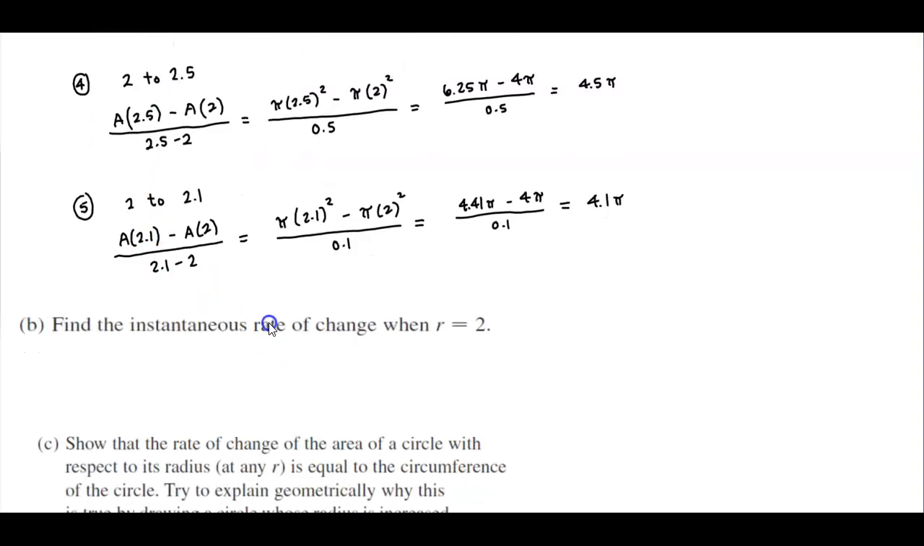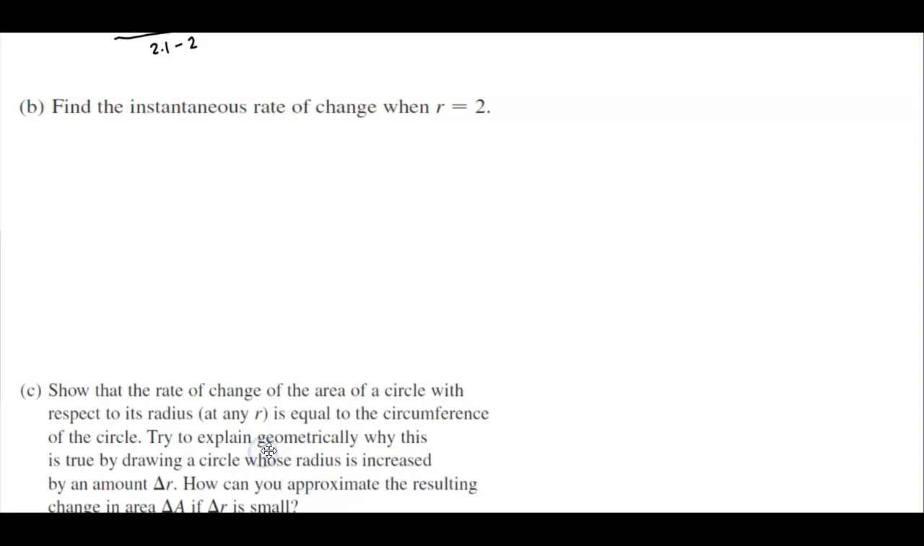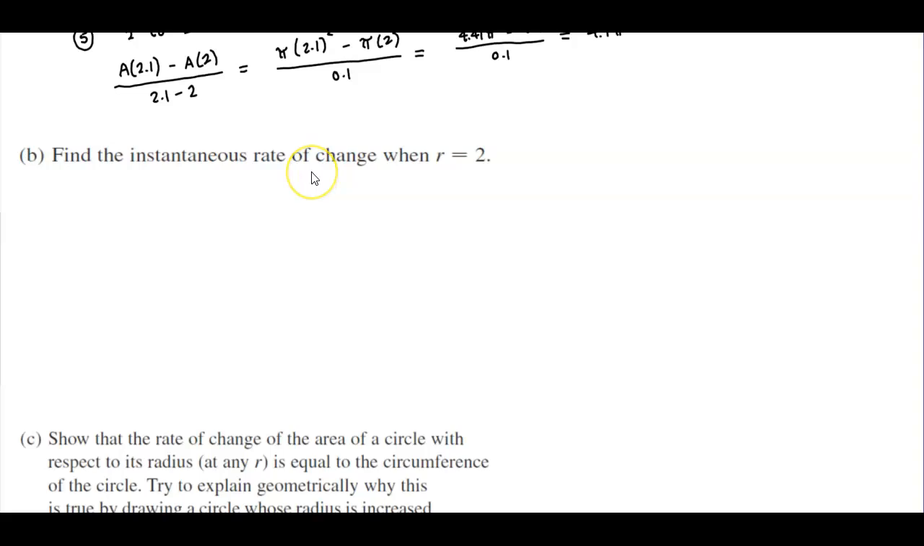Now for part B, they want us to find the instantaneous rate of change for when the radius is equal to 2. Okay, so the instantaneous rate of change means that we need to find the derivative of the function for the area of a circle. So A of r, which is equal to pi r squared, we want to find A prime of r. So what is the derivative of pi r squared? Well, that becomes 2 pi r. So therefore that is the derivative.